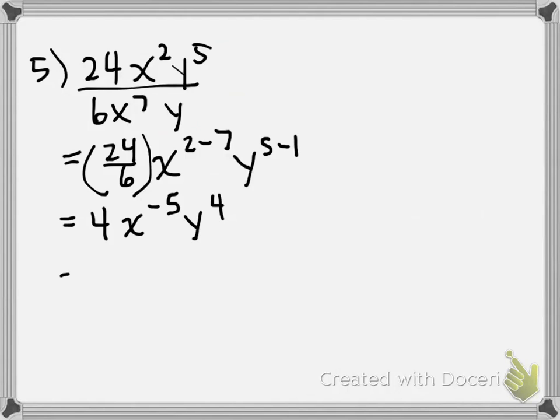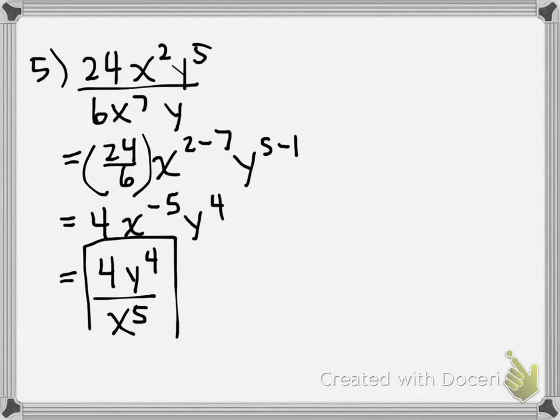So the final answer says you keep 4 on top and y to the 4th on top, since they are both positive exponents. That's the key word here. The x has to go to the bottom because there were more x's to begin with on the bottom, so it makes sense. That's where the leftovers would go.